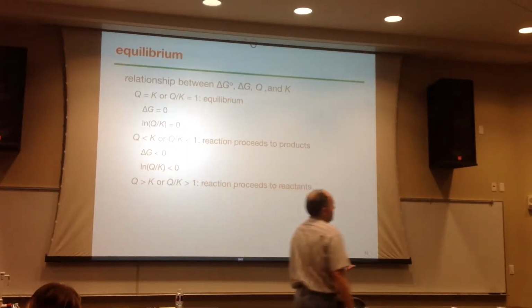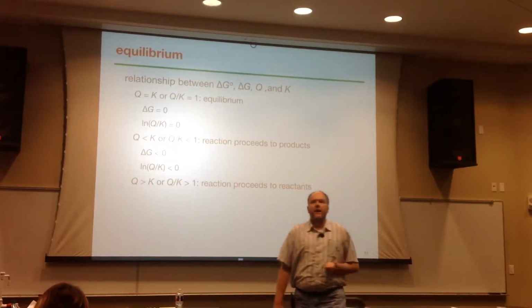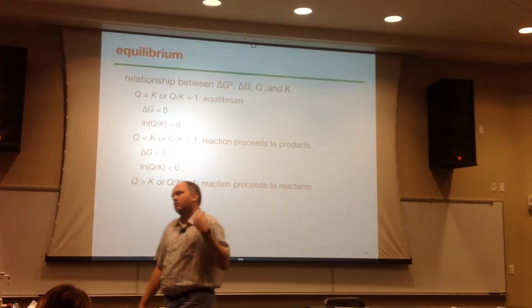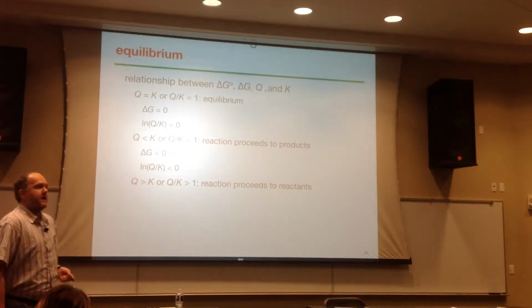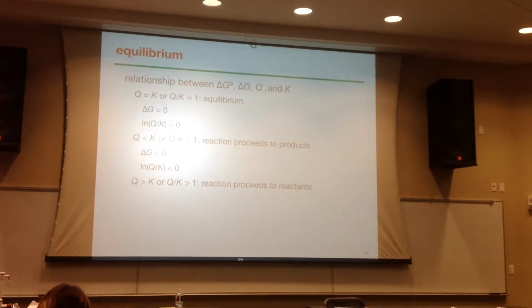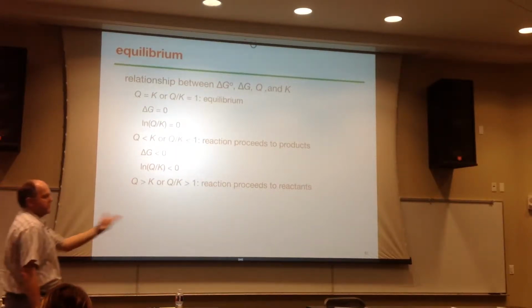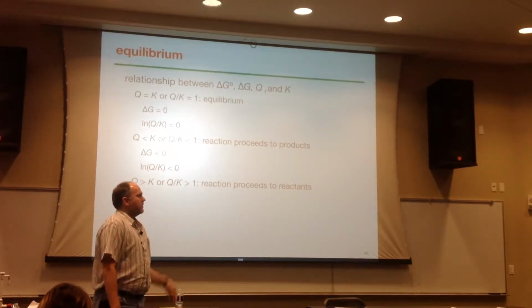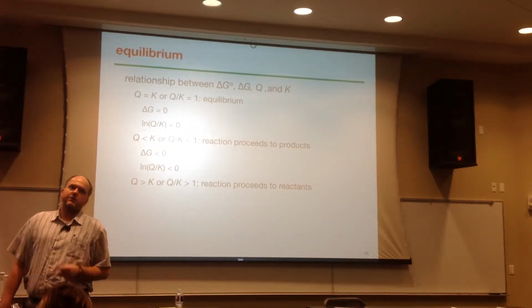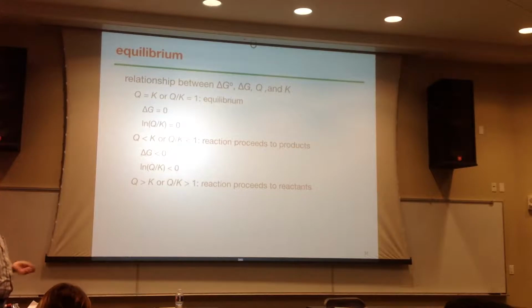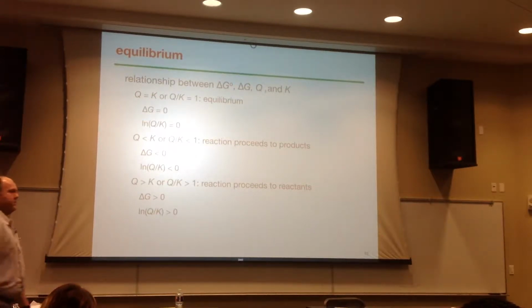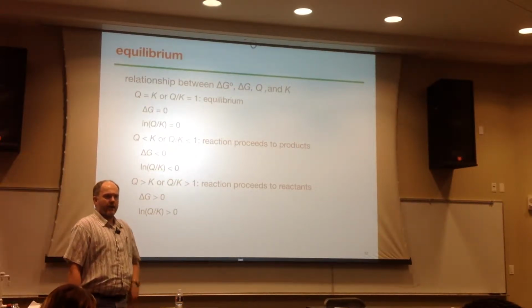See if it works again, and it will. Q is greater than K, that means Q is too big. That means the products are too big. I need to shift towards reactants. The ratio of Q over K is going to be greater than 1. The condition for delta G, so that I shift back towards reactants, is that delta G has to be greater than 0. Well, if I take the natural log of a number that's greater than 1, I get a positive quantity.